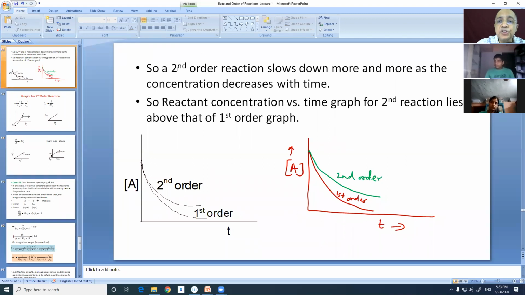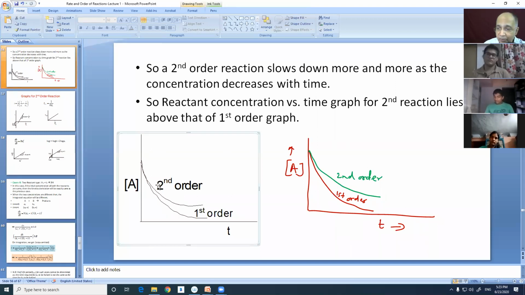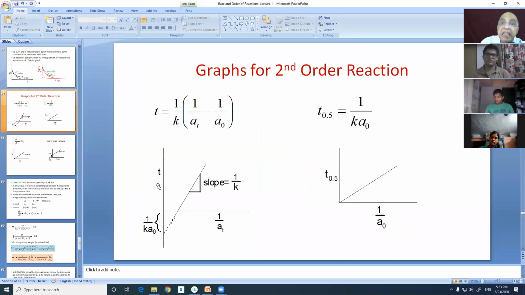So second order reaction slows down more and more as the concentration decreases with time, because the half-life period increases, the rate becomes lower and lower. The reactant concentration versus time graph of second order reaction lies above that of first order graph. Over. Don't draw two times.